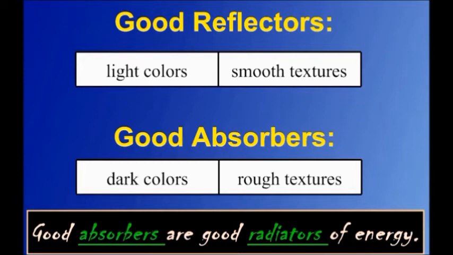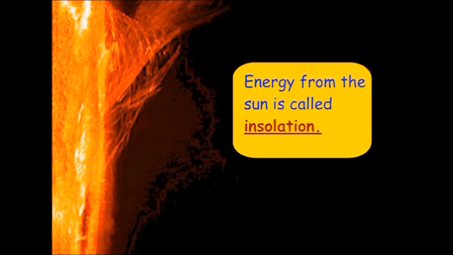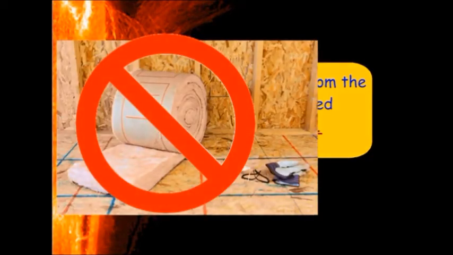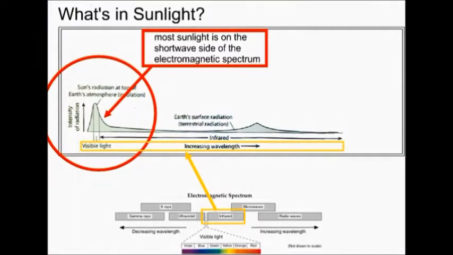Good reflectors have light colors and smooth textures. Good absorbers have dark colors and rough textures. Materials that are good absorbers of electromagnetic energy are also good radiators of electromagnetic energy. This means that a dark colored object, for example, will heat up quickly in sunlight, but it will also cool off quickly after sunset because it rapidly radiates that electromagnetic energy back into the environment. Energy from the sun is called insolation, not to be confused with insulation, which is the pink stuff that is in most of our walls and attics.